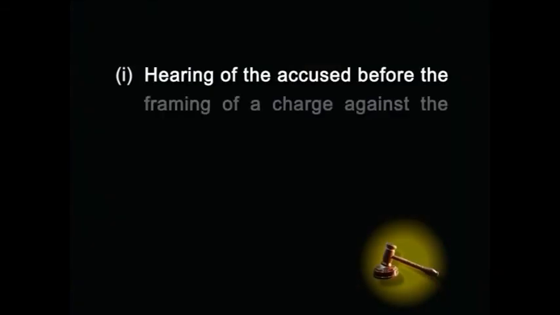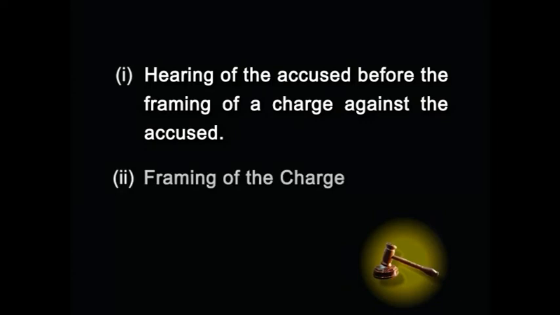Now, trial generally involves the following steps. Number 1, hearing of the accused before the framing of a charge against the accused. Number 2, framing of the charge. Now, charges framed by the court will be read over to the accused and they will be asked whether they are guilty. If the accused denies the guilt, pleads innocence, then he will be sent for trial. Now, if the accused pleads guilty, then there is no question of trial.